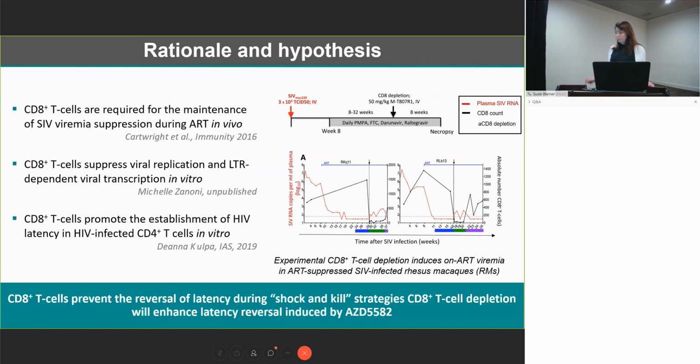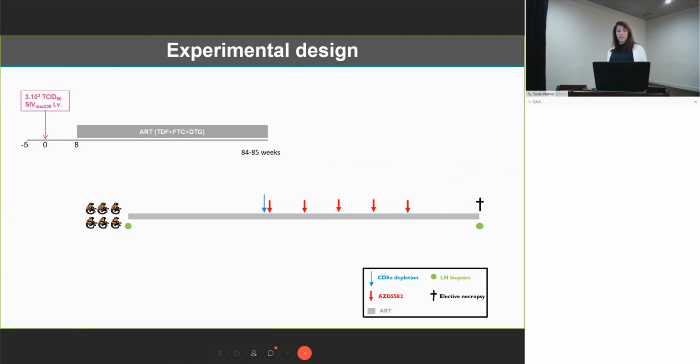So we hypothesized that CD8 T cells prevent the reversal of latency during shock and kill strategy, and that CD8 T cell depletion would enhance latency reversal induced by AZD5582. So we performed another in vivo study with the same setting, this time with six monkeys that were also infected with the pathogenic SIVmac239. And we initiated the antiretroviral treatment at week 8. But those monkeys were on ART a bit longer than the previous group of animals, this time 84 to 85 weeks. And the animals received a dose of a CD8-depleting antibody before receiving weekly infusions of the SMAC mimetic AZD5582.